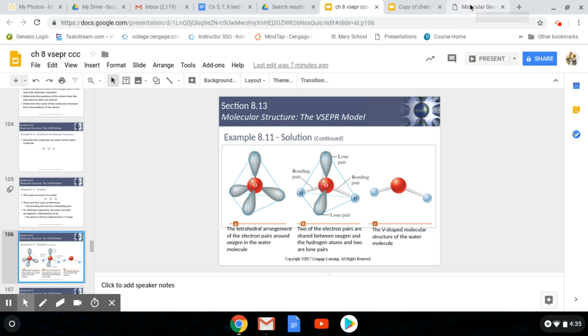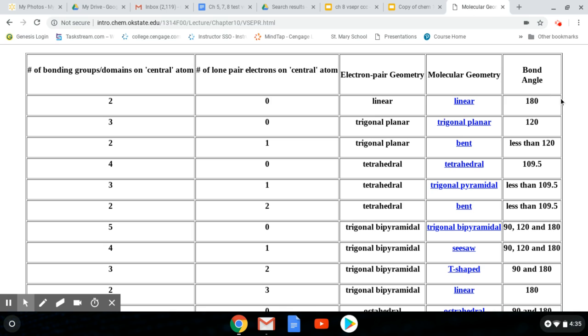So before I move on further with more examples, I'm going to show you this chart. This chart is one of the more helpful things. This tells you the number of bonding groups or domains on the central atom. So this is the total number of things around the central atom. So this includes the sum of the bonding and non-bonding pairs of electrons. This tells you the number of lone pairs of electrons on the central atom. And based on these two numbers, you can determine what the actual geometry is. Okay, so there's electron pair geometry and molecular geometry, and then what the bond angle is.